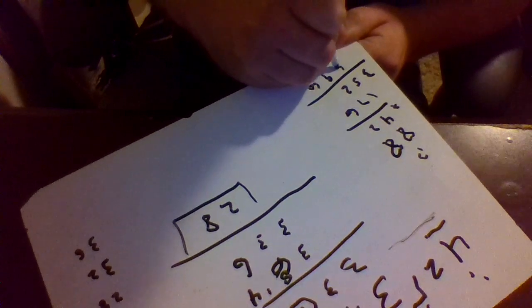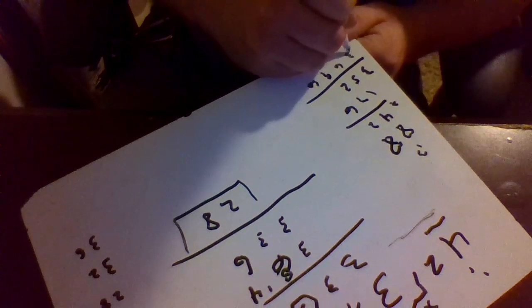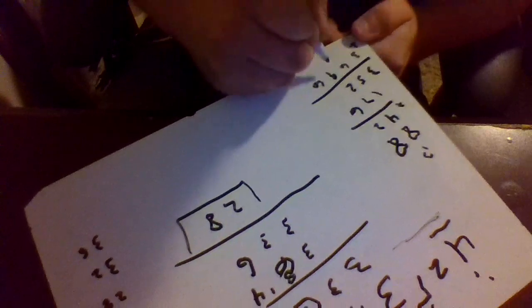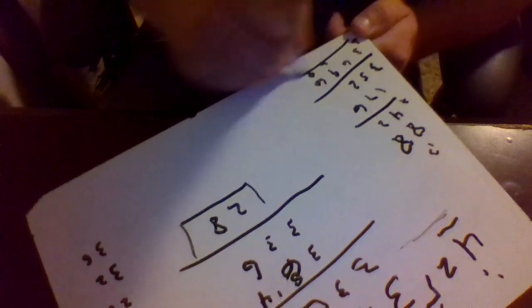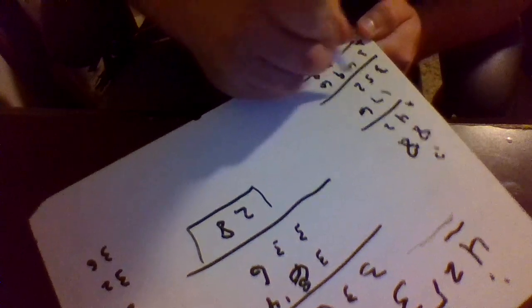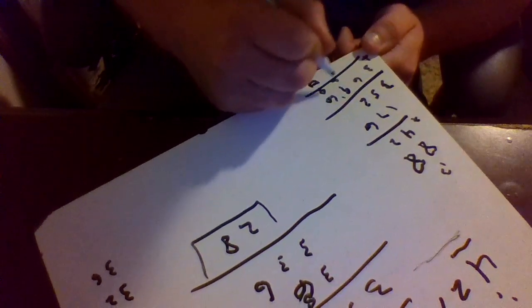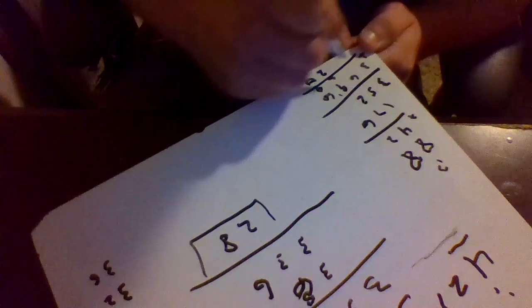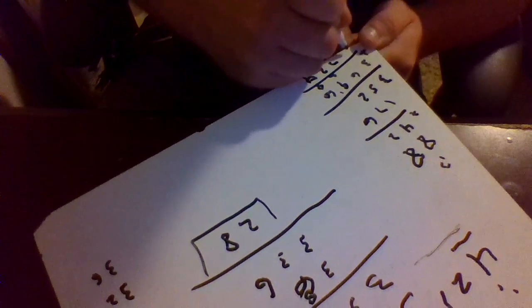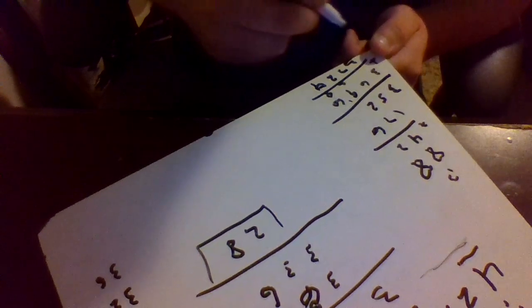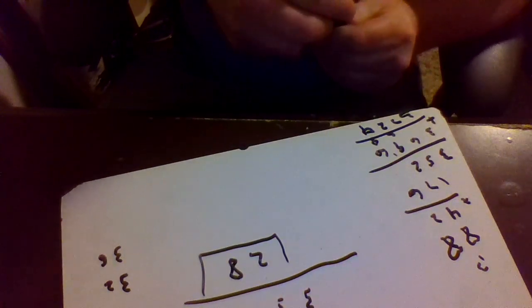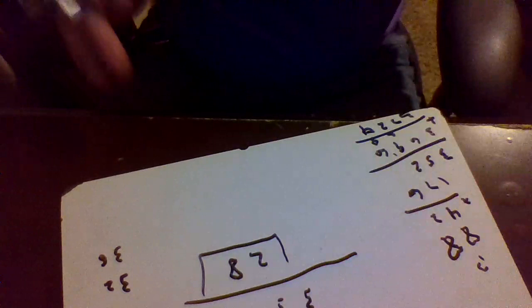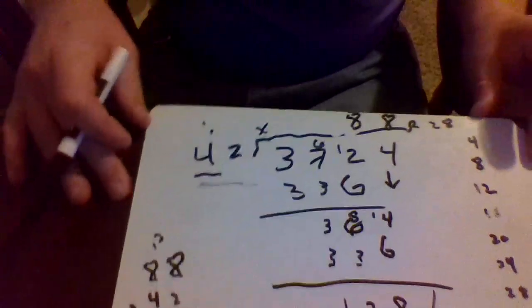9, 6, 3. Plus the remainder of 28. 14, carry the 1. 11, 12, carry the 1. 7, 3. So it would be 324. So that's a lot of work on a small board. But I just wanted you to see that it can be done.